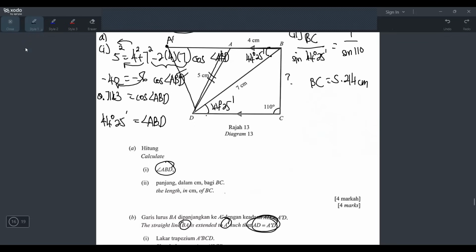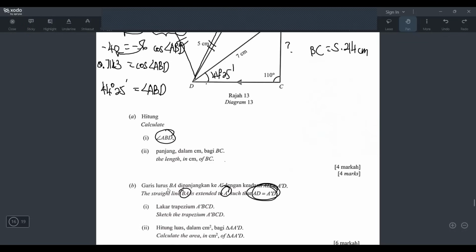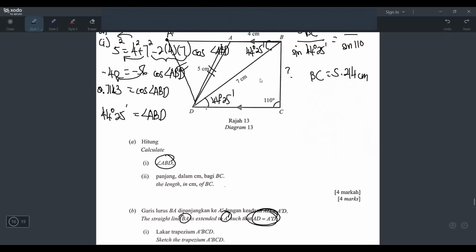All right, so number 1 says what? B1: Sketch the trapezium A prime BCD. Okay, I will sketch here. So they want to sketch A prime BCD. So my A prime is here, right? So A prime, and then B. Okay, let's draw nicely. So A prime and then B, and then B to C, and then C to D. Okay, and this one goes there. Okay, done. This one is A prime, this one is B, this one is C, this one is D.